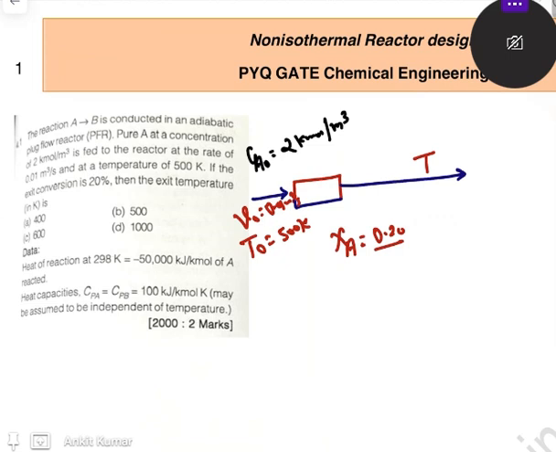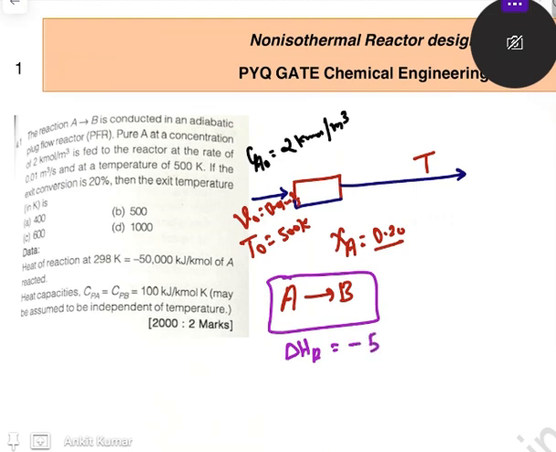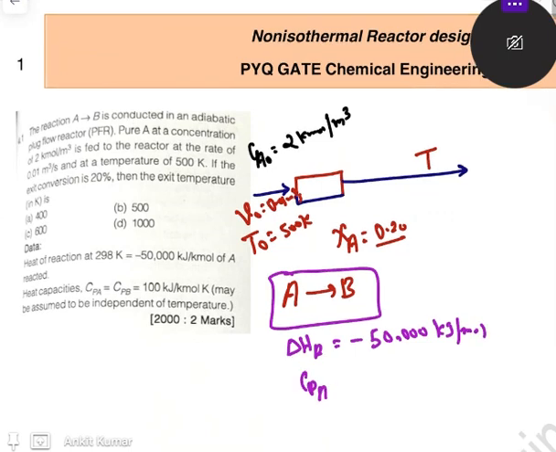you are supposed to calculate T, that is the exit temperature, right? Okay, so this reaction A getting converted into B is taking place in this plug flow reactor. For this particular reaction, delta H of reaction is also given to you, enthalpy of reaction minus 50,000 kilojoule per kilomole. And again, the heat capacity Cp of A is equal to Cp of B, which is equal to 100 kilojoule per kilomole Kelvin. Cp is given. So you are supposed to calculate the exit temperature.